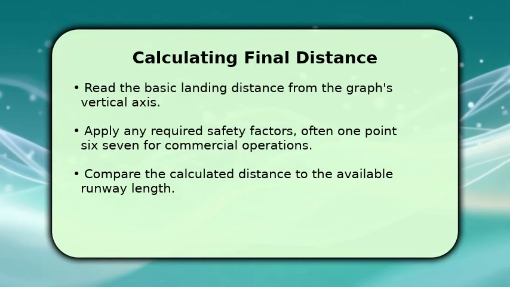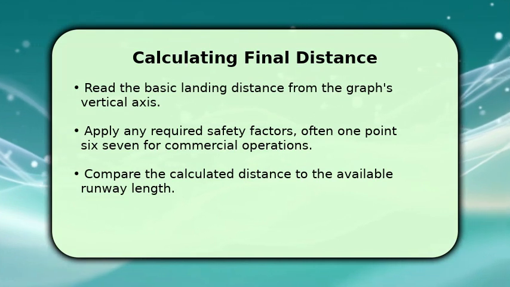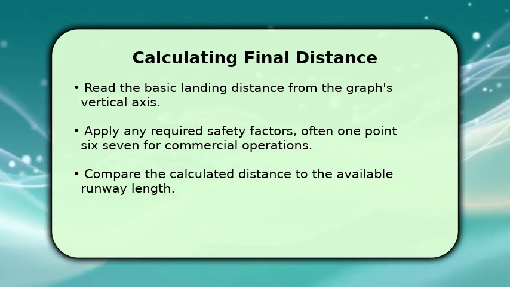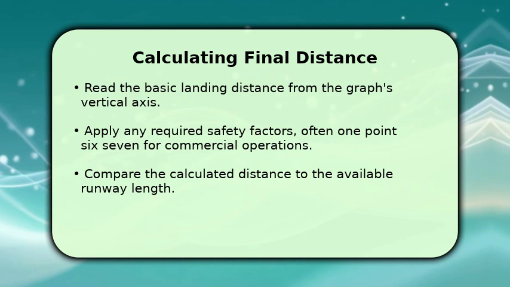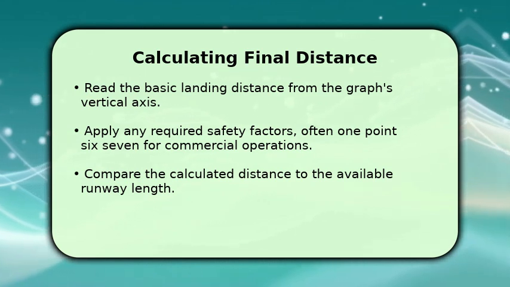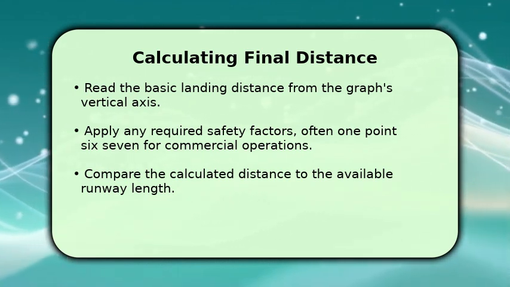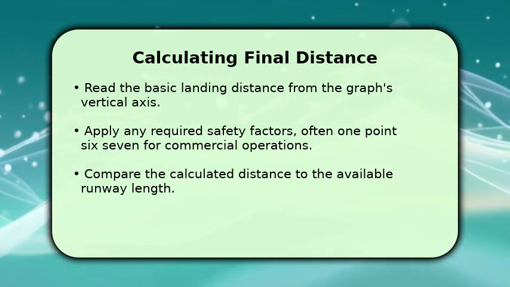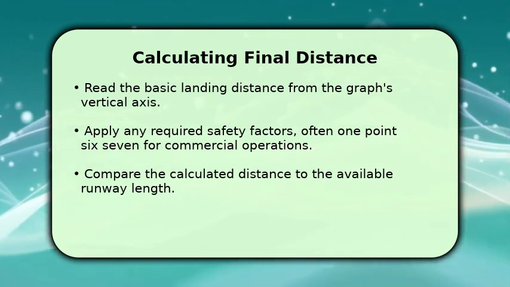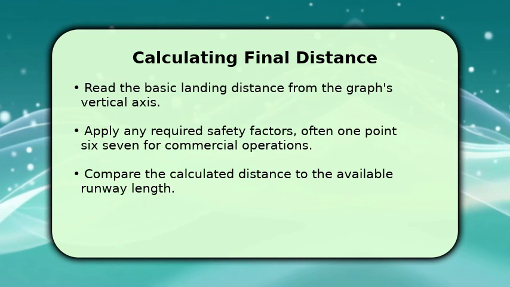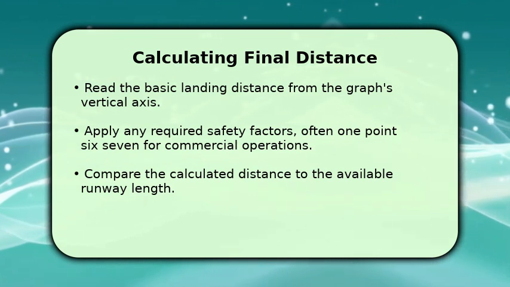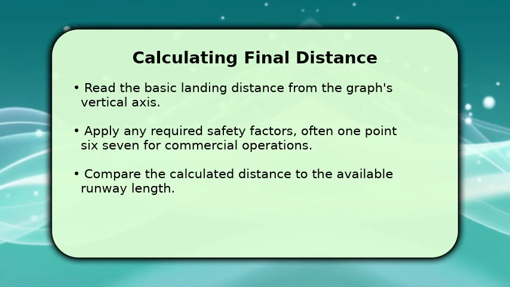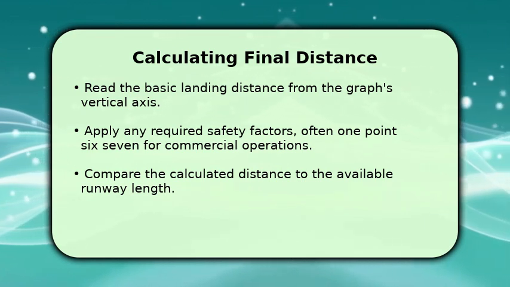Once all adjustments are made, read the basic landing distance from the graph's vertical axis. This value represents the distance needed under the specified conditions. Remember to apply any required safety factors, which might be 1.67 for certain operations, to ensure an adequate margin. Always compare this final calculated distance to the actual available runway length to confirm a safe landing is possible.